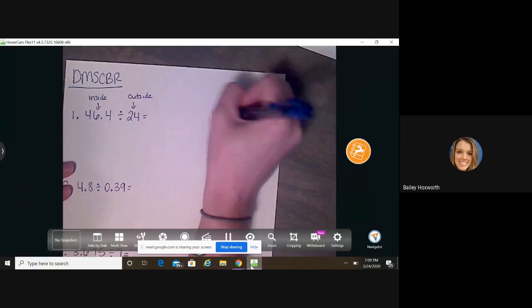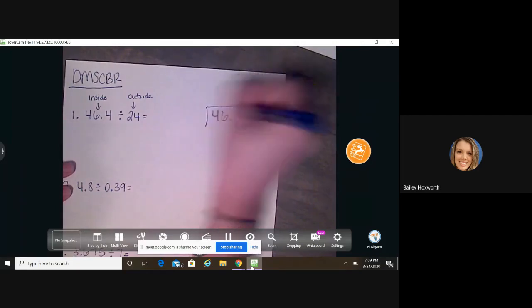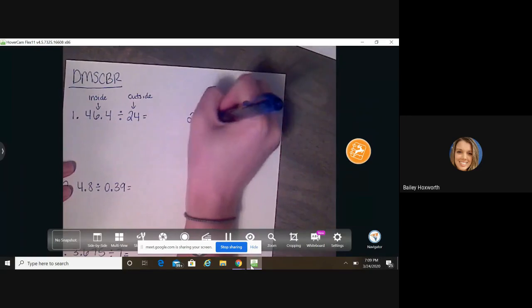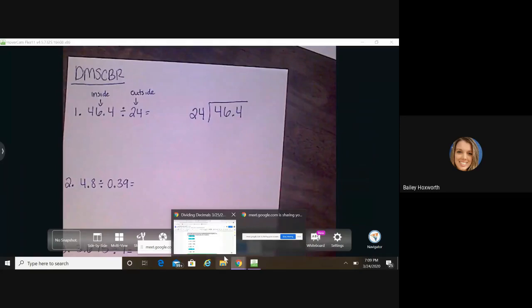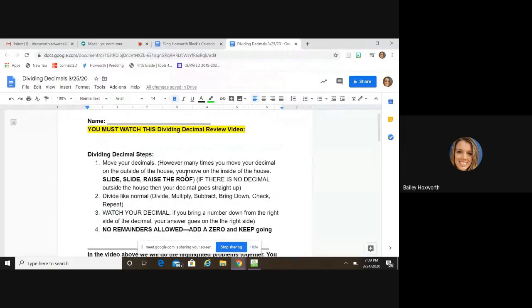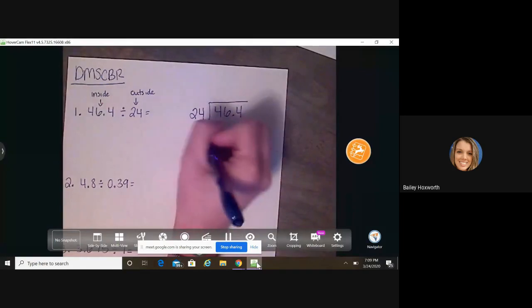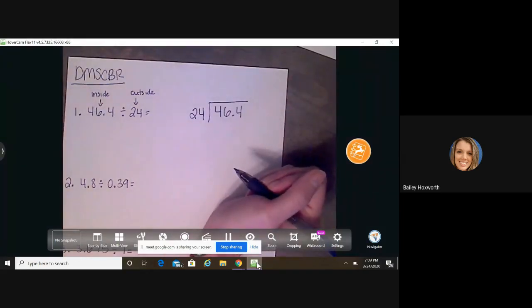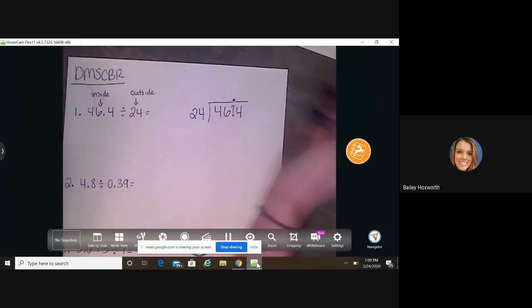So I have 46 and 4/10 divided by 24. So let's look at that first step again. It says to move your decimal. And if I do not have a decimal outside my house, my decimal goes straight up. Do I have a decimal out here? No, there's no decimal. So this just goes straight up. Now I can divide just like normal.